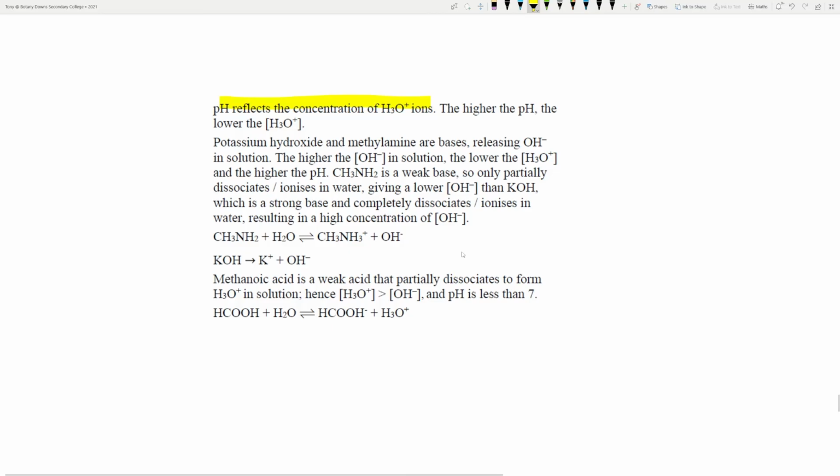The higher the pH, the lower the H3O+. So this one is a strong base, completely dissociates, so you have a lot of OH-, high pH. Weak base, partially dissociates, low OH-, therefore the pH is a little above 7. Whereas the other one, the pH is less than 7 because it's a weak acid and it will partially dissociate.